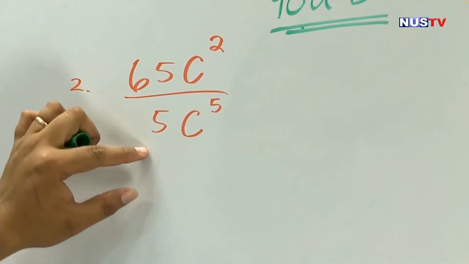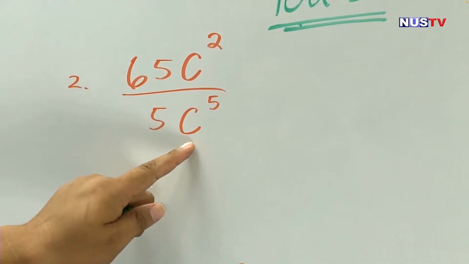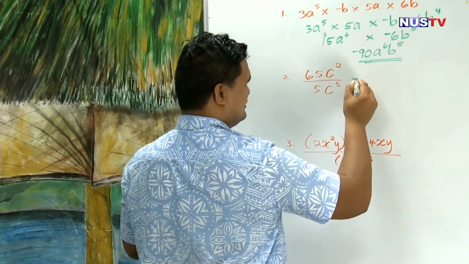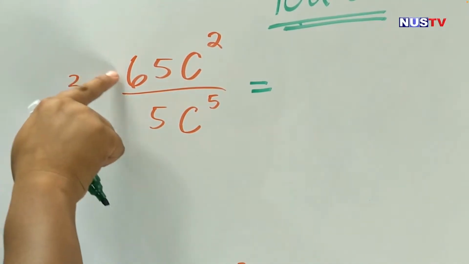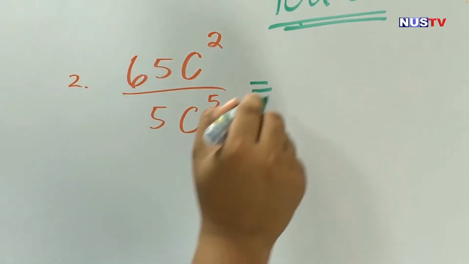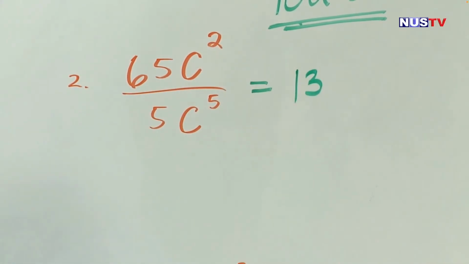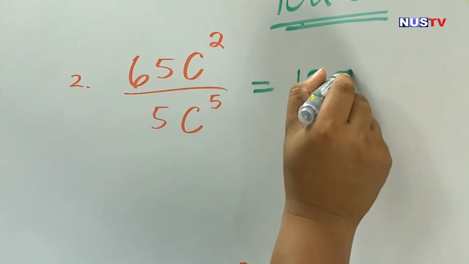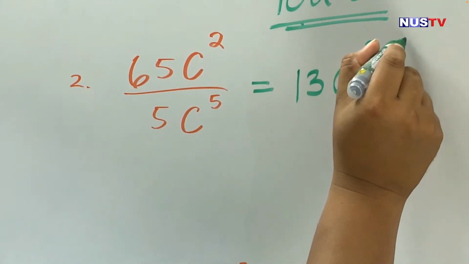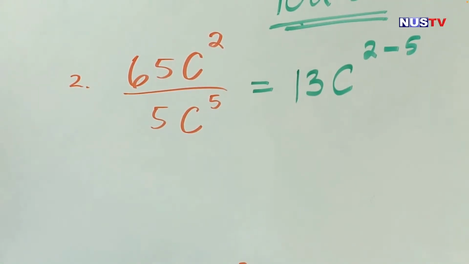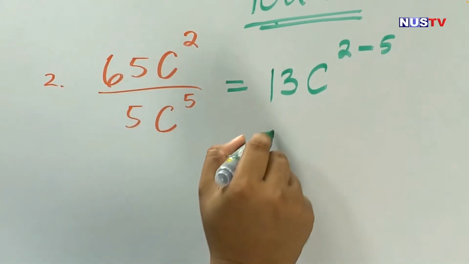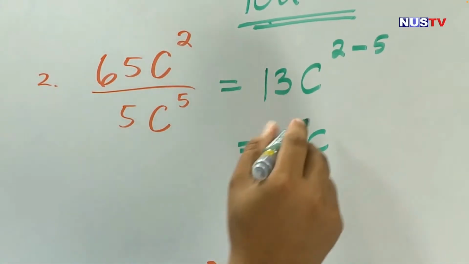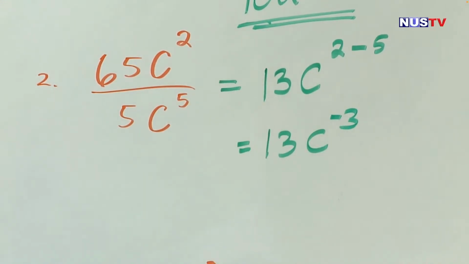Now we have our coefficients here, 65 and 5, and our base c. So c is our base. Because we are dividing, 65 divided by 5, the answer will be 13. And c to the power of 2 divided by c to the power of 5 will be c to the power of 2 minus 5. So our final answer is 13 c to the power of 2 minus 5, which is equal to 13 c to the power of negative 3.